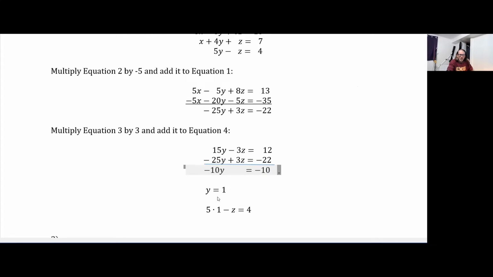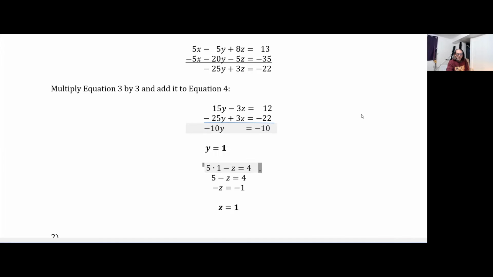Furthermore, now that I know that y is 1, there was one equation that had only one other variable. Equation 3 only had z in it. So now I can solve for z. I'm going to multiply the 5 times 1, combine the like terms, and divide by negative 1. By doing that, I find that z is also equal to positive 1.